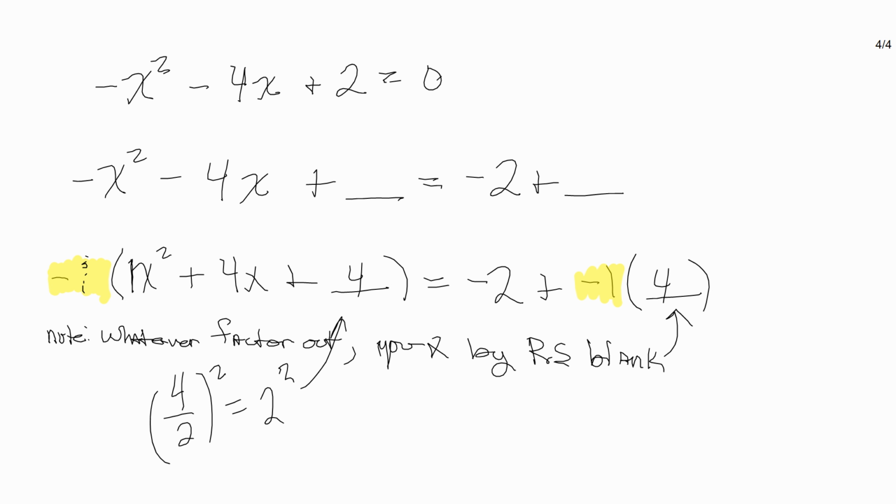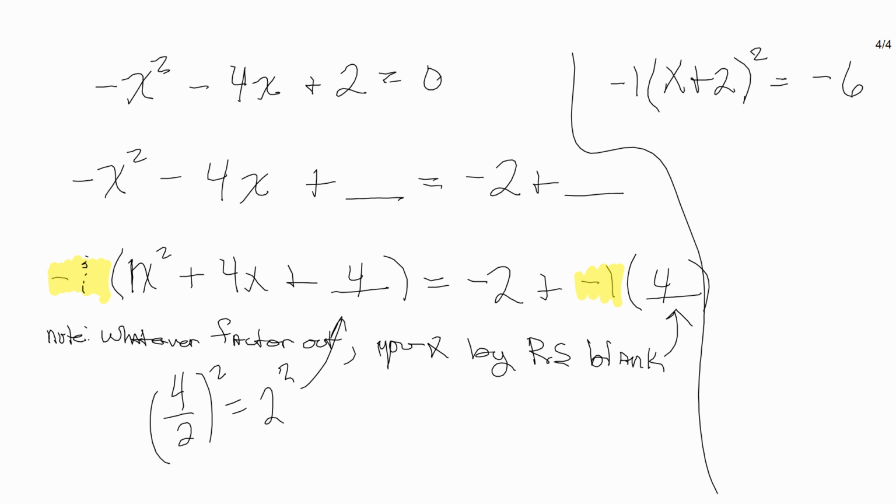All right, so here we go. Negative 1 times the quantity x plus 2 squared equals negative 2 minus 4, is what? So now, what is the vertex? Well, the y-intercept is 2. The vertex is (-2, 6). So there's our vertex and our y-intercept.